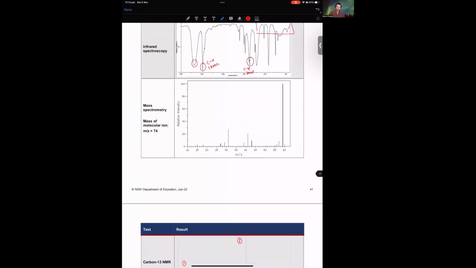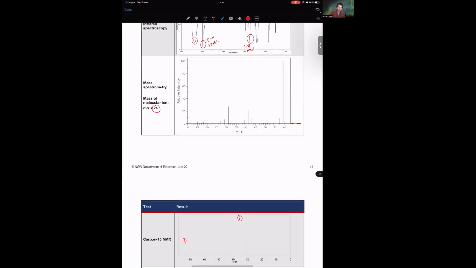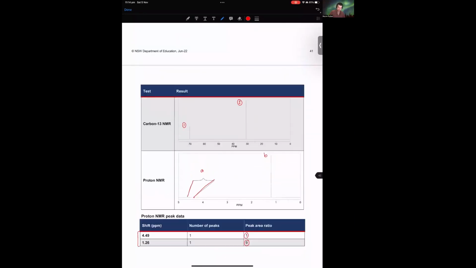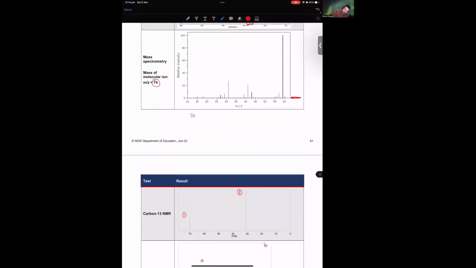Now, for our mass spec, we've got a molecular ion peak of 74. For some reason, this mass spec seems to be cut off. We don't actually have the peak for itself at 74, but we've been told that it's 74, so we'll go off of that number. We come down to here, we can see that we have 10 protons according to this. So we've got 10 protons, which would equal 10. We're assuming that there is 1 oxygen present, which would be 16.